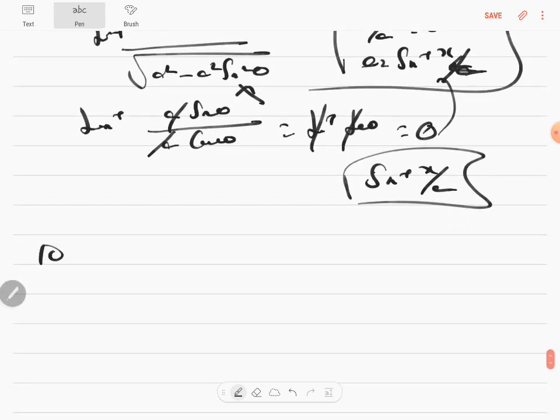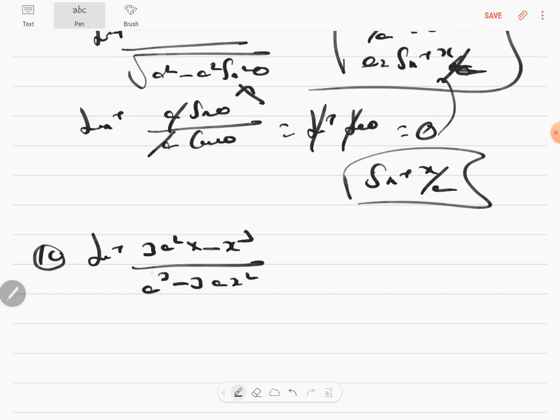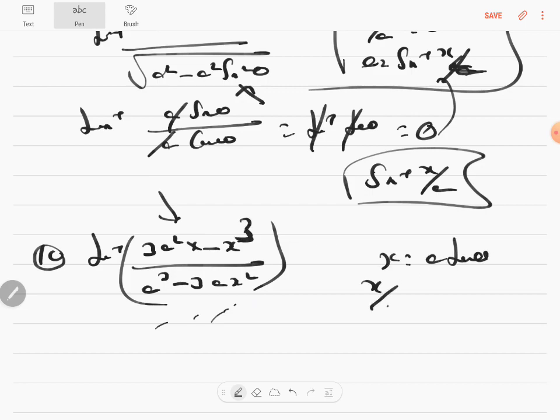The 10th question is tan inverse of 3a square x minus x cube by a cube minus 3a x square. The moment I see this, I know it's like 3 tan theta minus tan cube theta by 1 minus 3 tan square theta, something like that. The powers. So x is equal to a tan theta. X by a is equal to tan theta. Theta therefore is tan inverse of x by a.